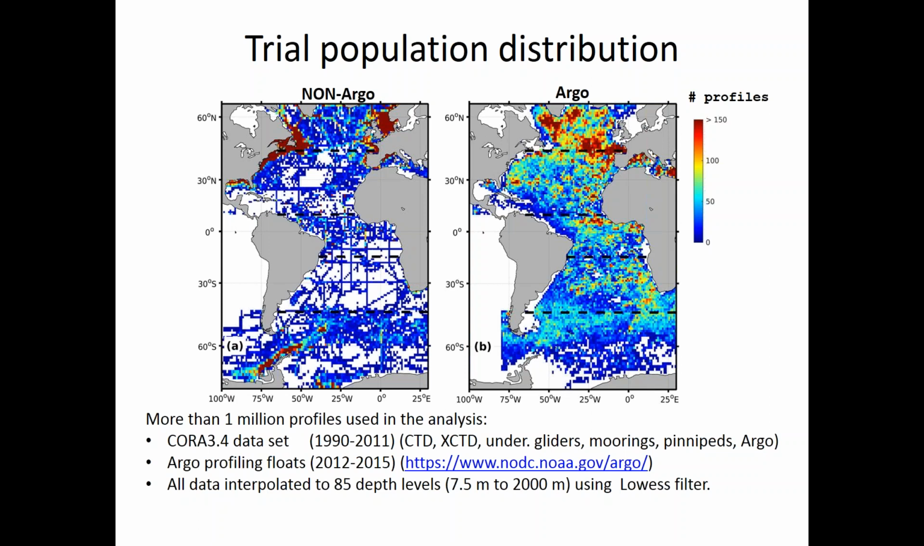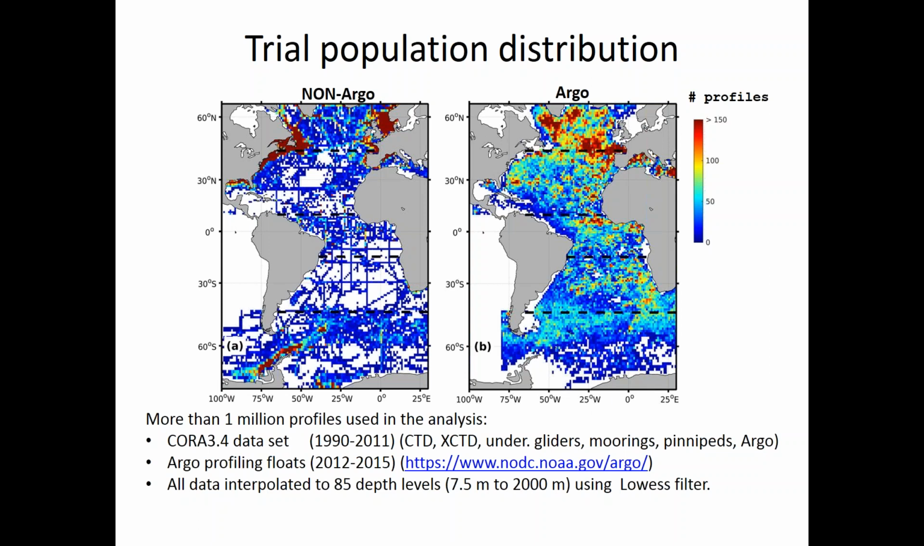65 north. And the non-Argo data comes from the profile data from the Coriolis 3.4 data set, which they put available in France, from 1990 to 2011. So this one stopped in 2011. And it takes into account all the CTD, XCTD, underwater gliders, moorings, pinnipeds, and also Argo. For this one, I got rid of the Argo data.